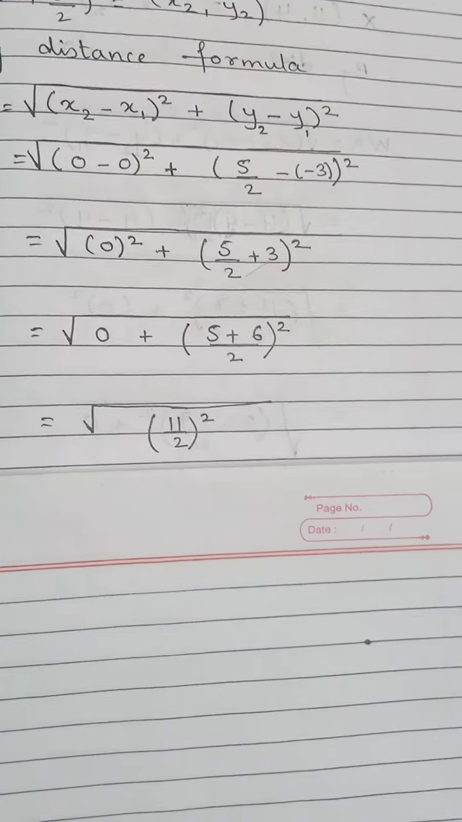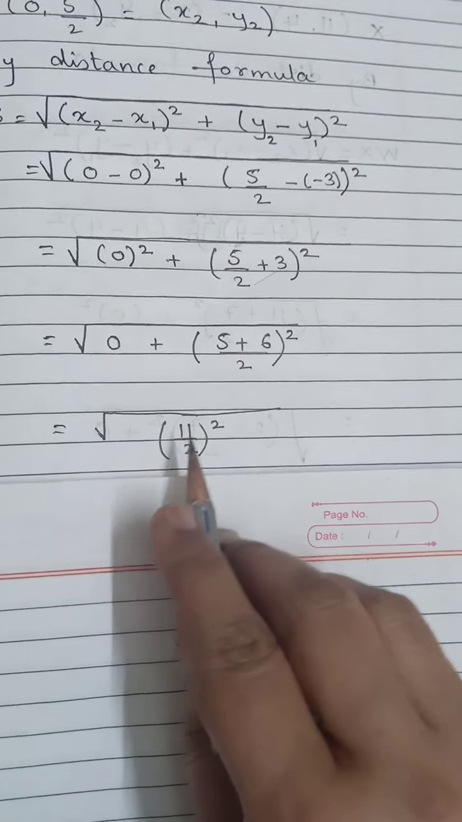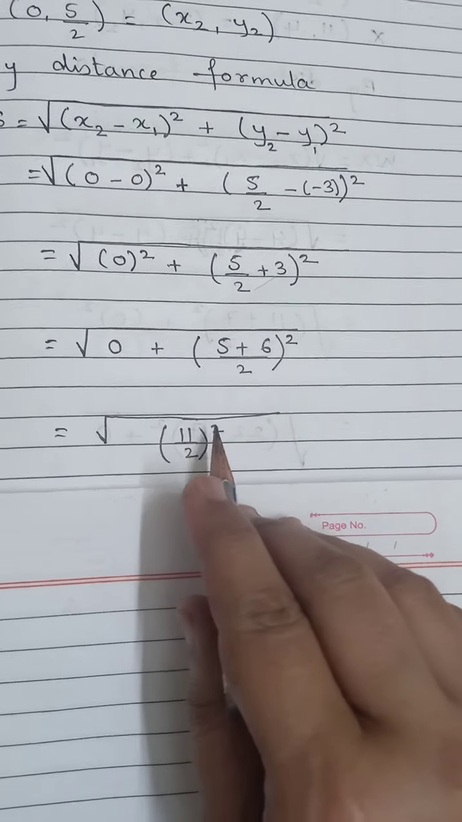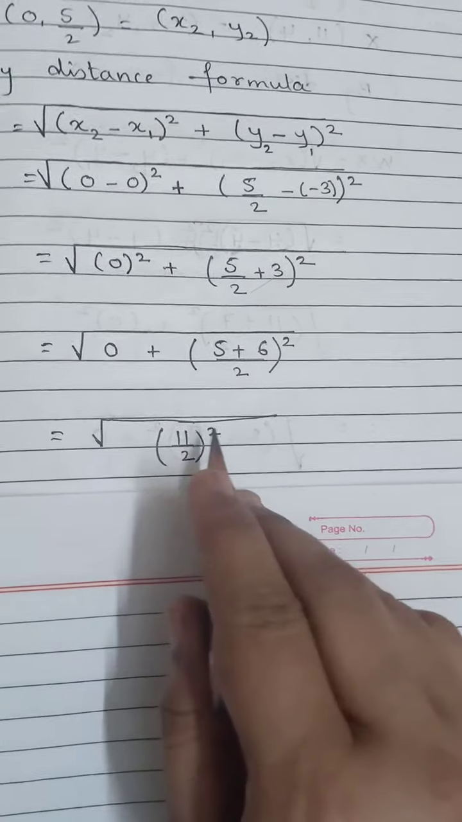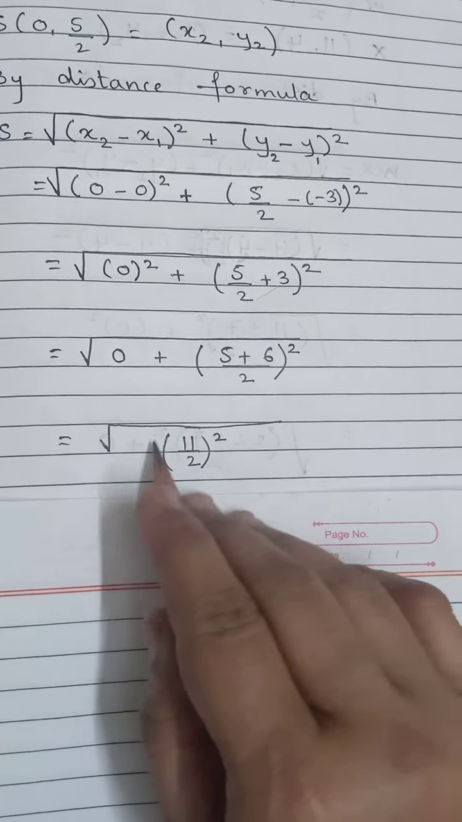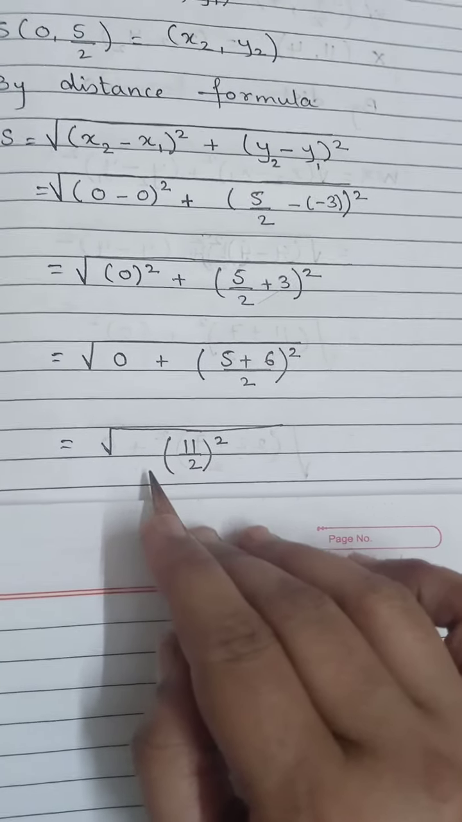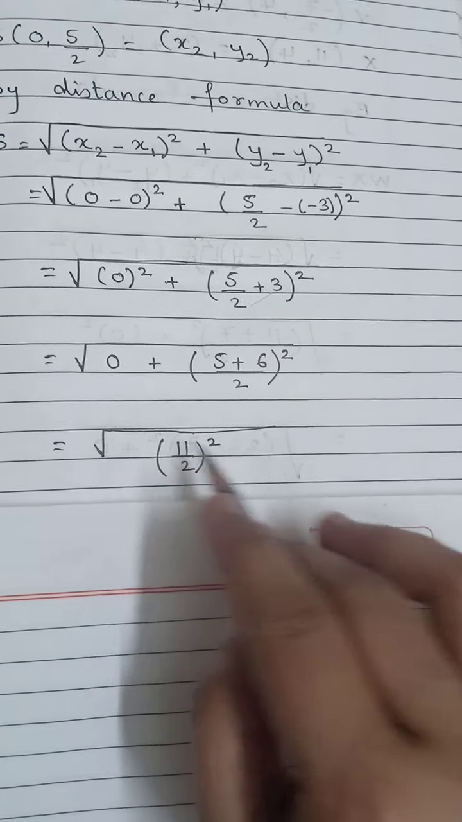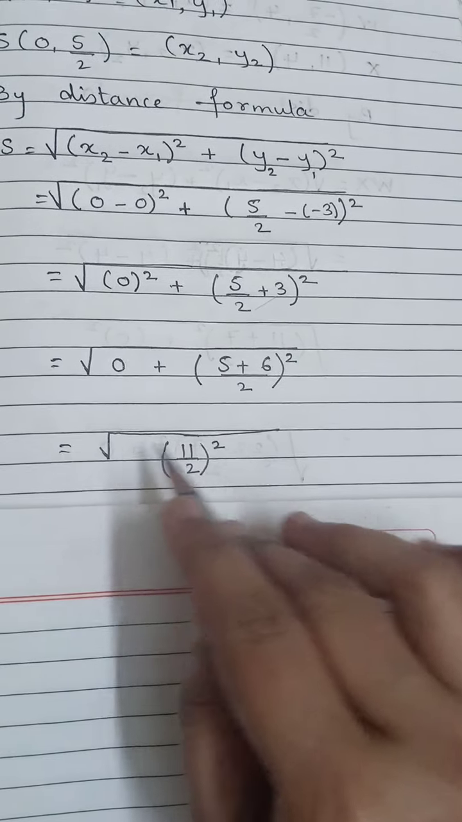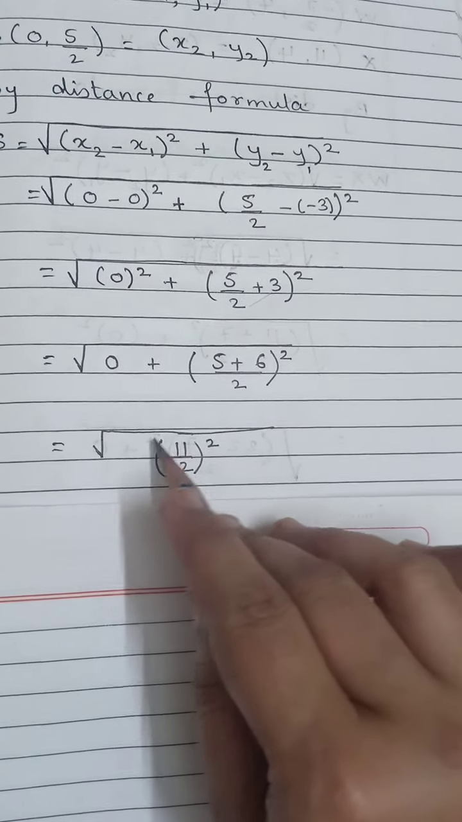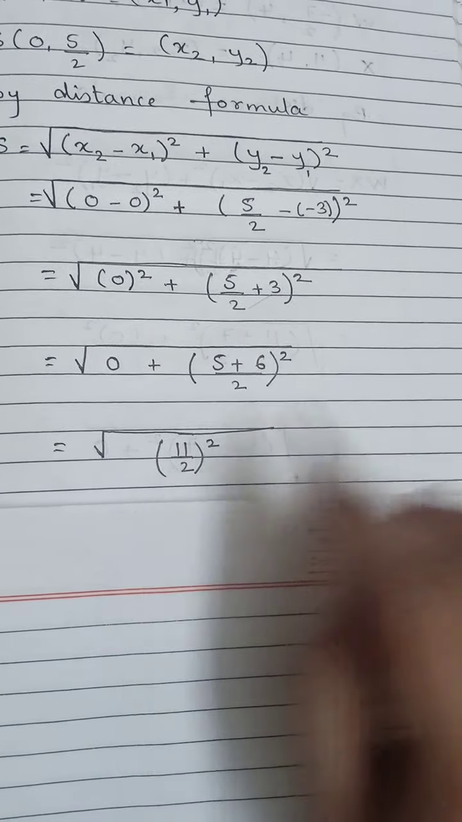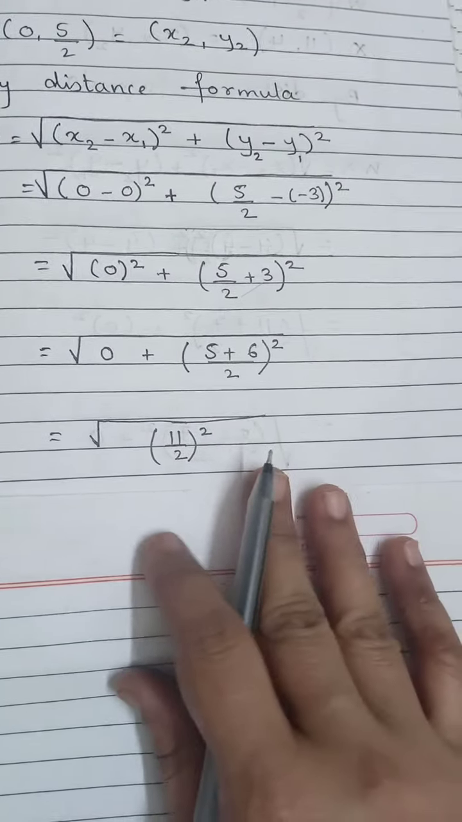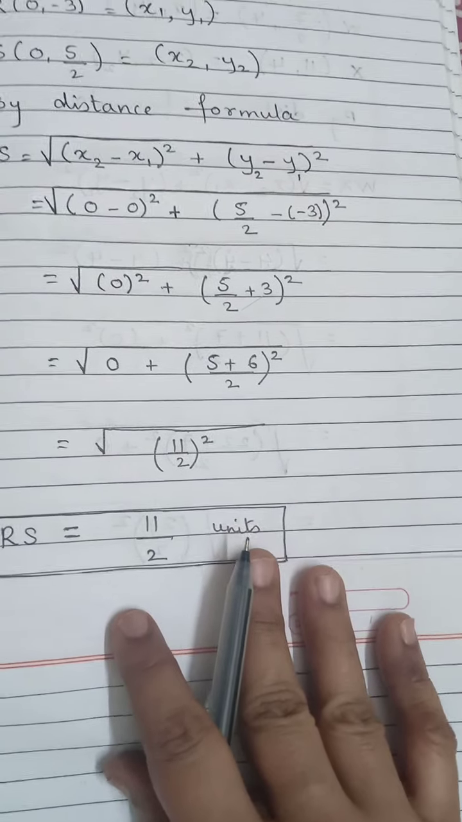Now always remember, if any number inside the root has a square, then the square and the root will cancel with each other and the same number will become the answer. That means if a number has a root and a square together, they cancel with each other and this number will be the answer. So the answer will be 11 upon 2, because the root and square cancel with each other.